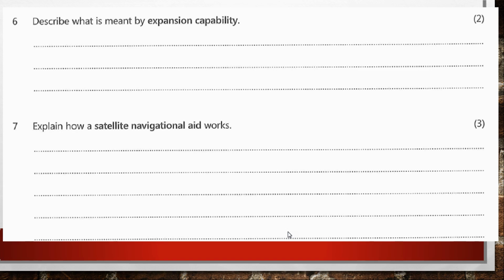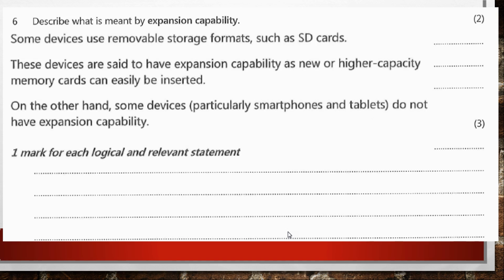Describe what's meant by expansion capability. Again, you need to look at the book if you don't know this. What is meant by expansion? Some devices use removable storage, such as SD cards. So you can put in the SD cards and it expands the memory, so it expands the capability of the device. Some things don't have expansion capabilities. There's no ability to plug something different into it, like SD cards or external hard drives, to expand its capability. They just don't have it.